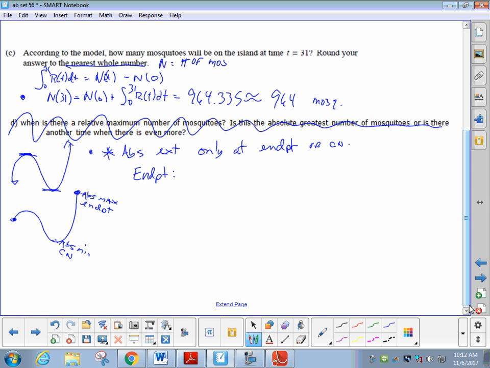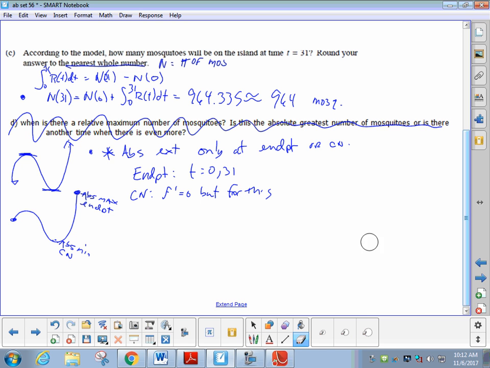Two possible places where I can have an absolute minimum number of mosquitoes are at time 0 or 31. Maybe the mosquito population grew all the way up to the end point, or shrunk right after the starting point. That could be an absolute extreme. A critical number is, generally speaking, a number where the derivative is 0.